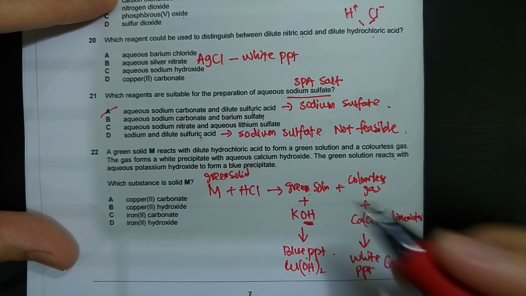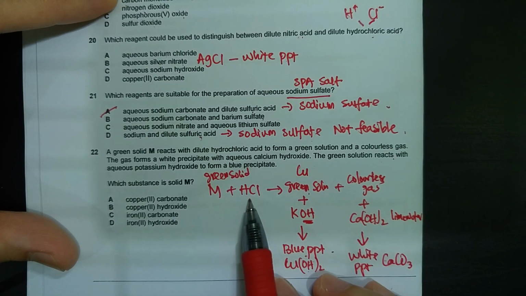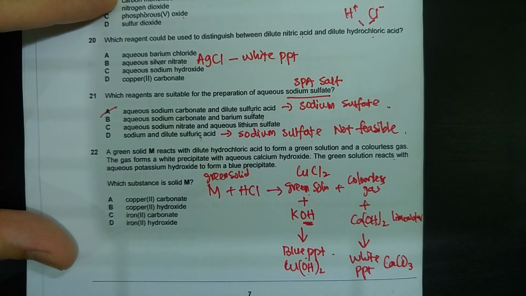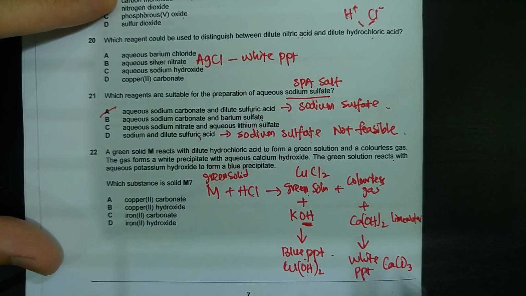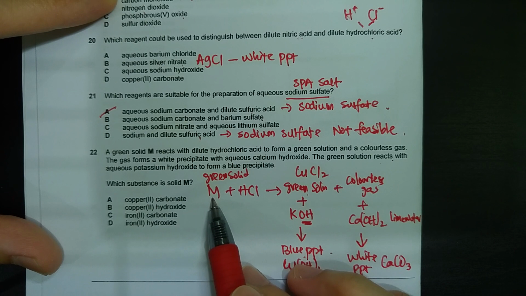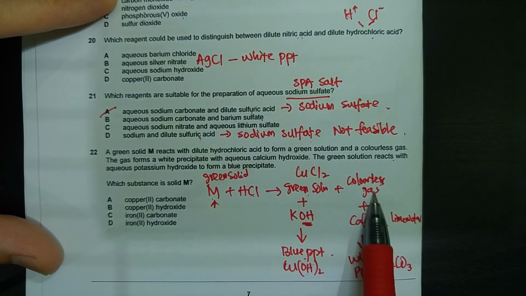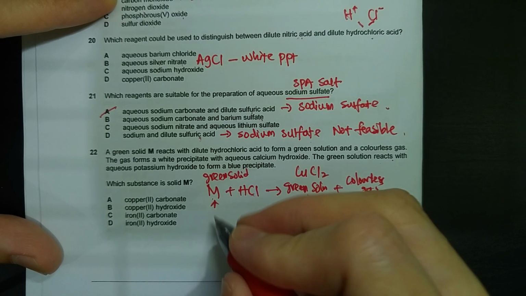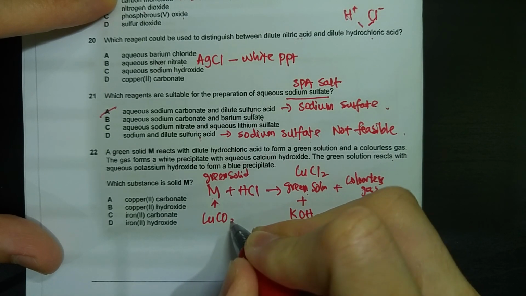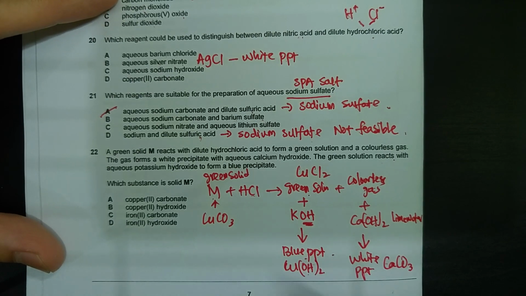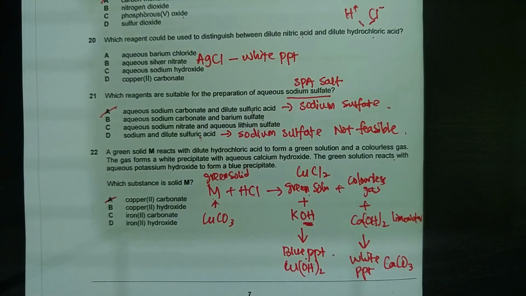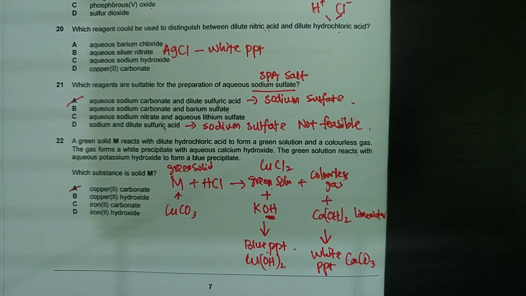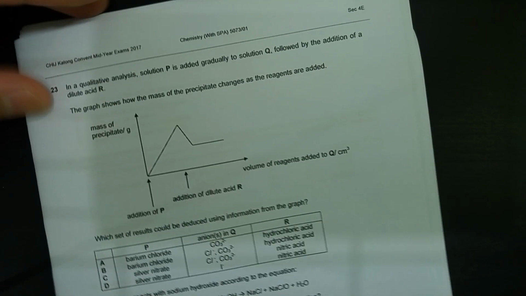solution. So this green solution would be, and there is a chloride here, right? So this green solution will be copper(II) chloride. If this green solution is copper(II) chloride, then you have carbon dioxide, so which means that this one must be copper(II) carbonate. So it is A. Quite a complicated question, but if you write it down like this, that would be quite easy.